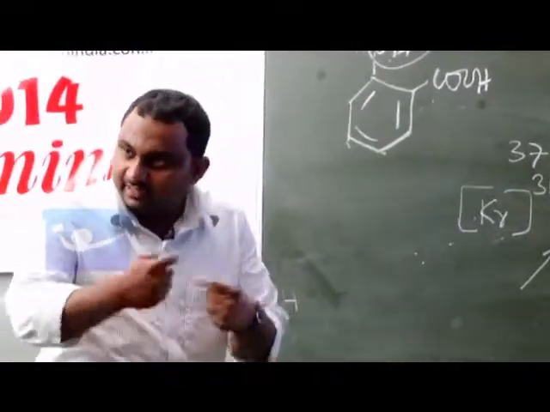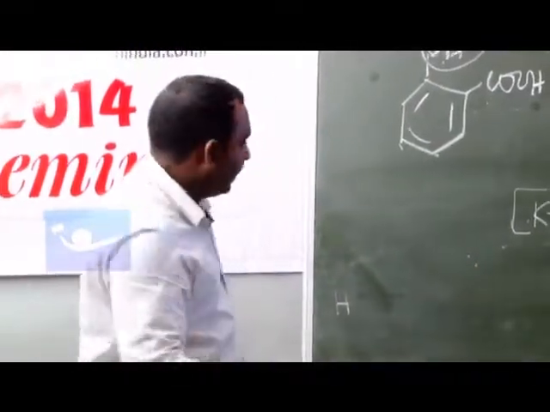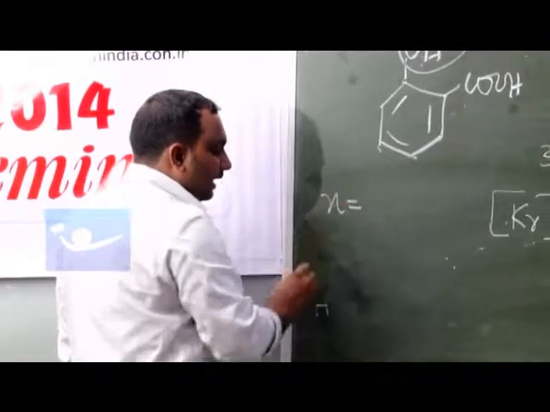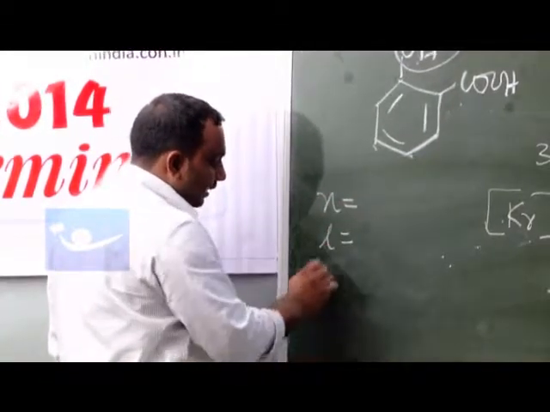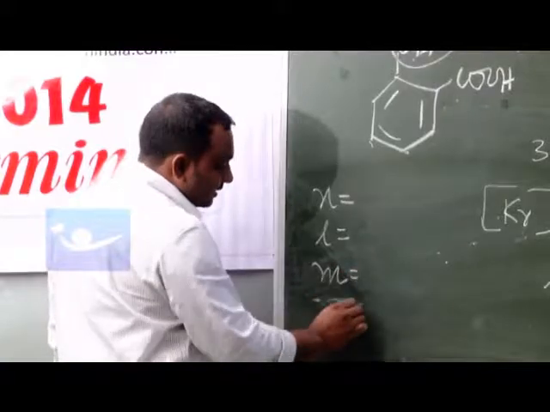To describe an electron, you need principal quantum number, azimuthal quantum number, magnetic quantum number and spin quantum number.